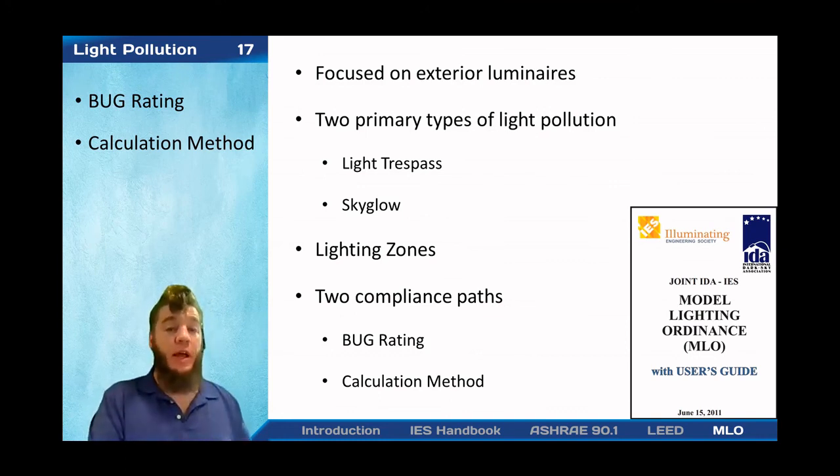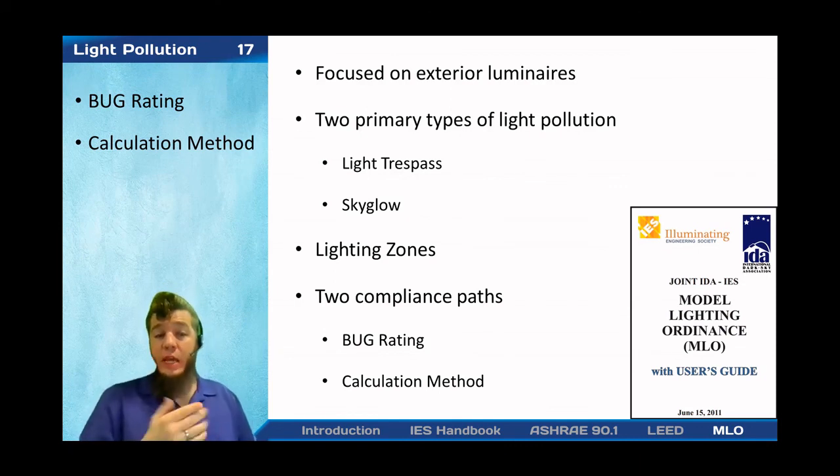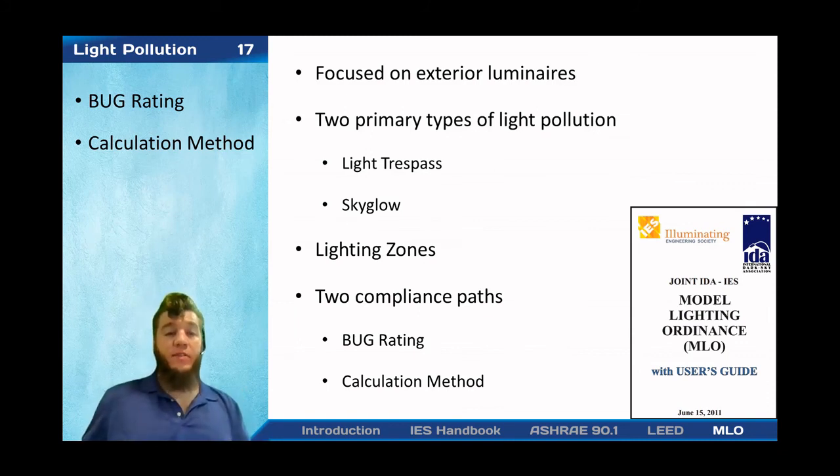So there are two compliance paths proposed within the model lighting ordinance, and for your project, you're going to be engaging with both. The first one is the BUG rating, which is focused on the performance of luminaires themselves. And then you have the calculation method, which you'll need to do using AGi32. That's a more nuanced, more holistic method because it calculates all of the light leaving your project at the boundaries, rather than just focusing on the luminaires. The BUG rating is easier to apply and understand because you can usually get BUG ratings on your luminaire cut sheets for exterior luminaires.